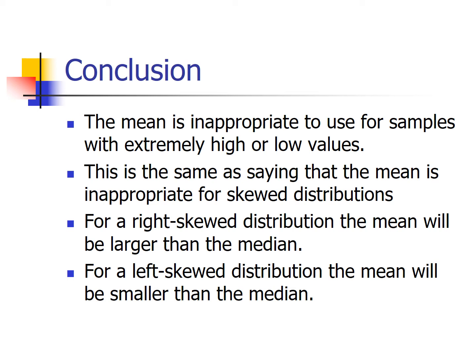For a right-skewed distribution, where the tail tapers off to the right, our mean is going to be pulled towards those handful of large values. Our mean is going to be larger than it should be. The mean will be larger than the median. For a left-skewed distribution, where the tail tapers to the left, we have a handful of really small values. They pull the mean to the left, and so the mean is going to be smaller than it should be. It'll be smaller than the median.